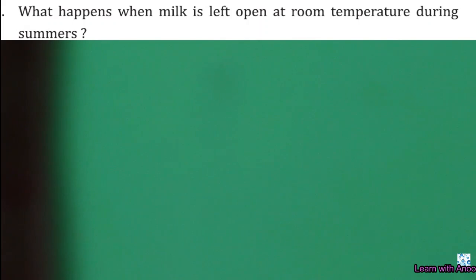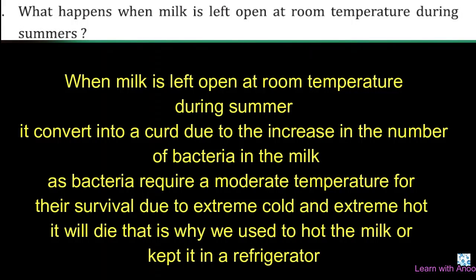Next, what happens when milk is left open at room temperature during summers? Answer. When milk is left at room temperature during the summer season, an oxidation reaction occurs and microorganisms grow, due to which it gets sour. Also, it starts forming curds, which are easily visible on the top of the vessel.